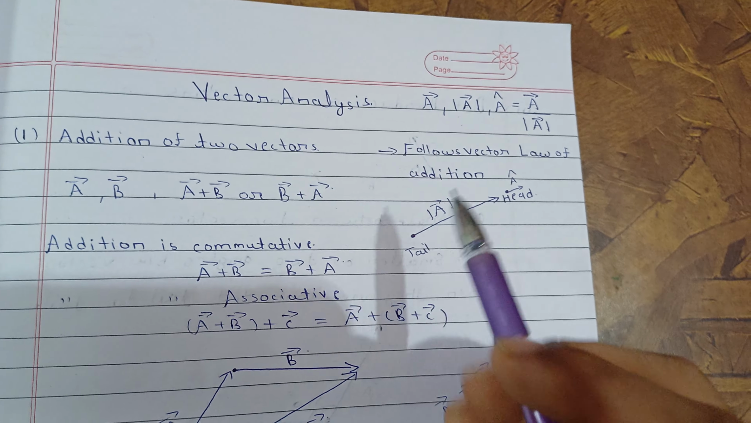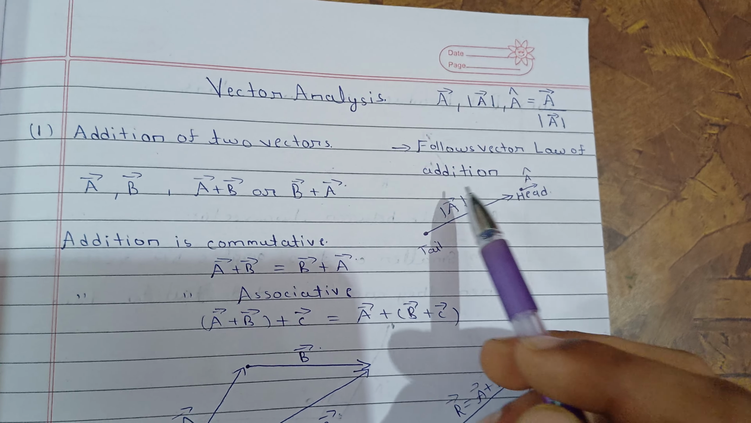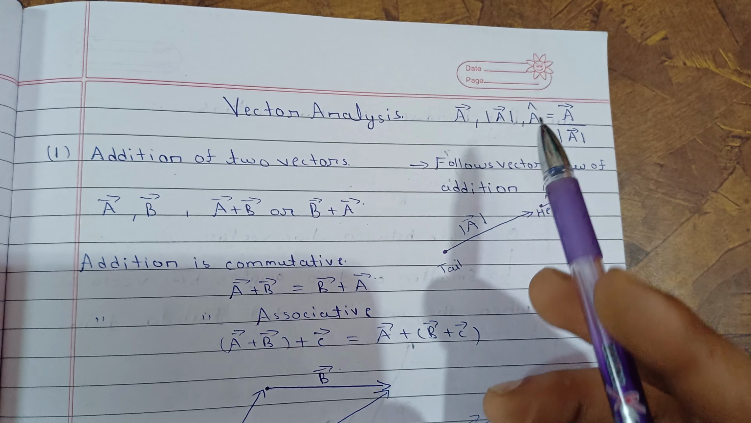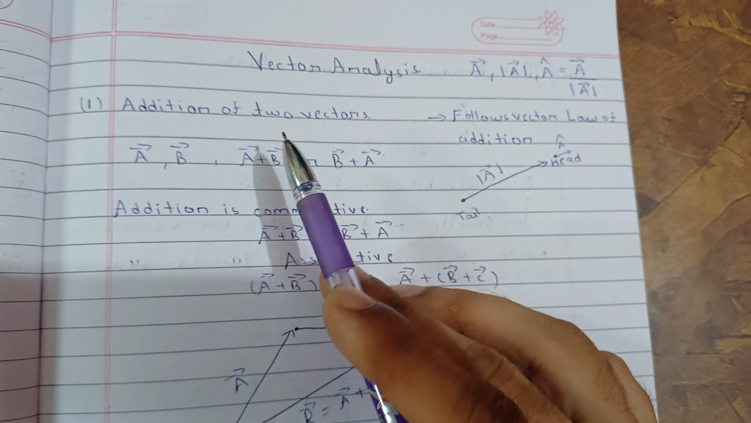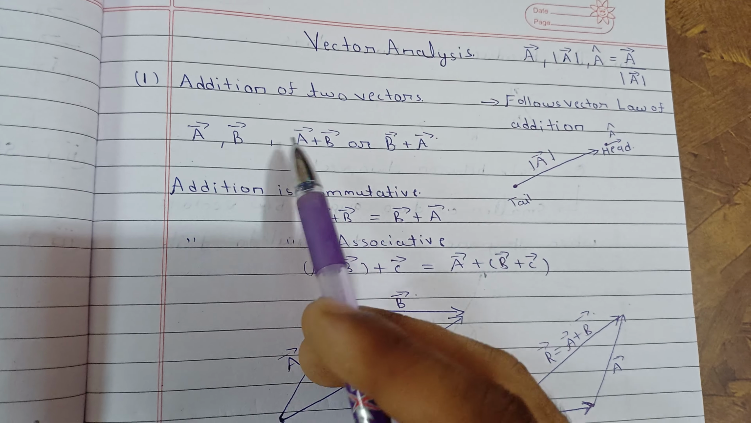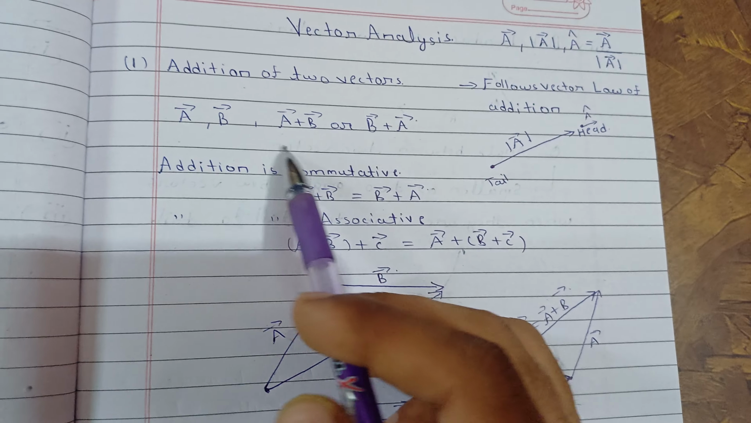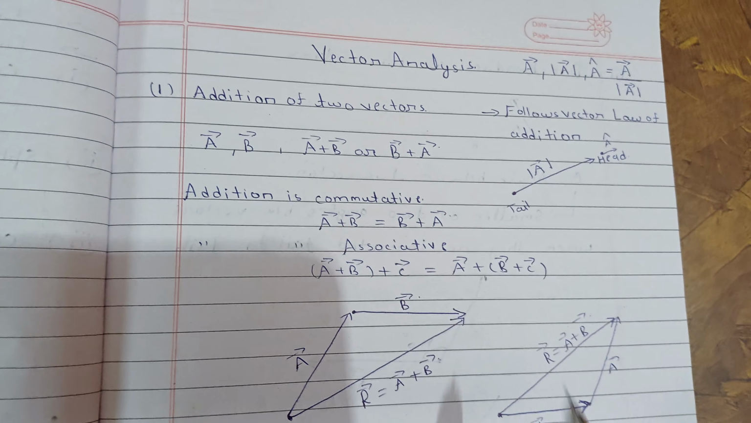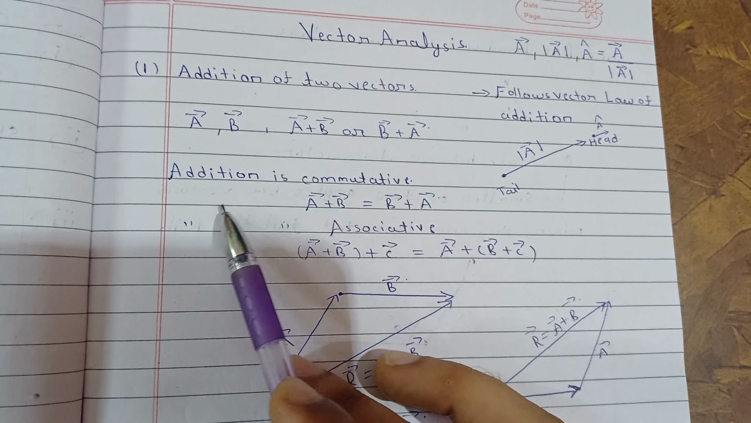Okay, now what are the four basic operations which you can apply on vectors? The first is addition of two vectors. See how we add two vectors. If there are vectors a and b, then a plus b or b plus a are equal. A plus b gives the same as b plus a, so that's why we say addition is commutative. So a plus b equals b plus a, and addition is also associative.